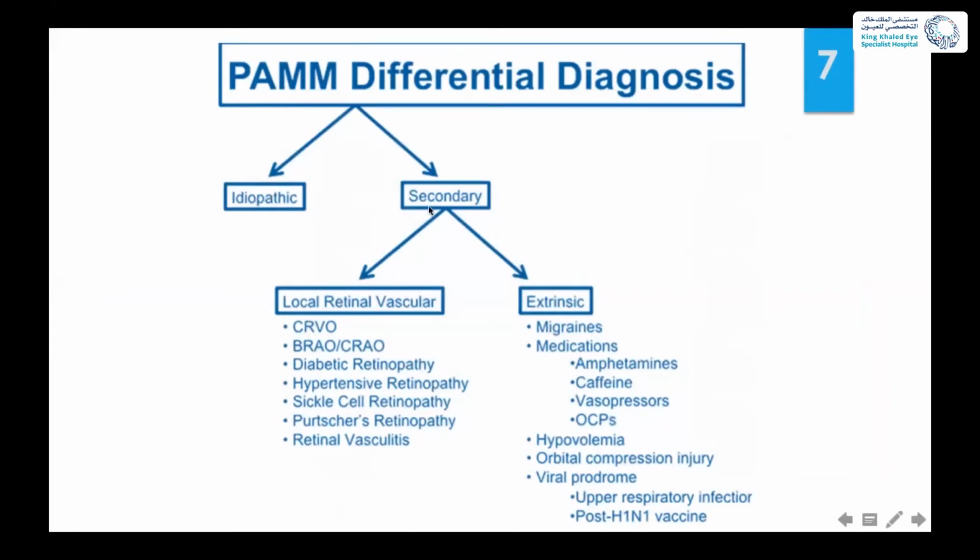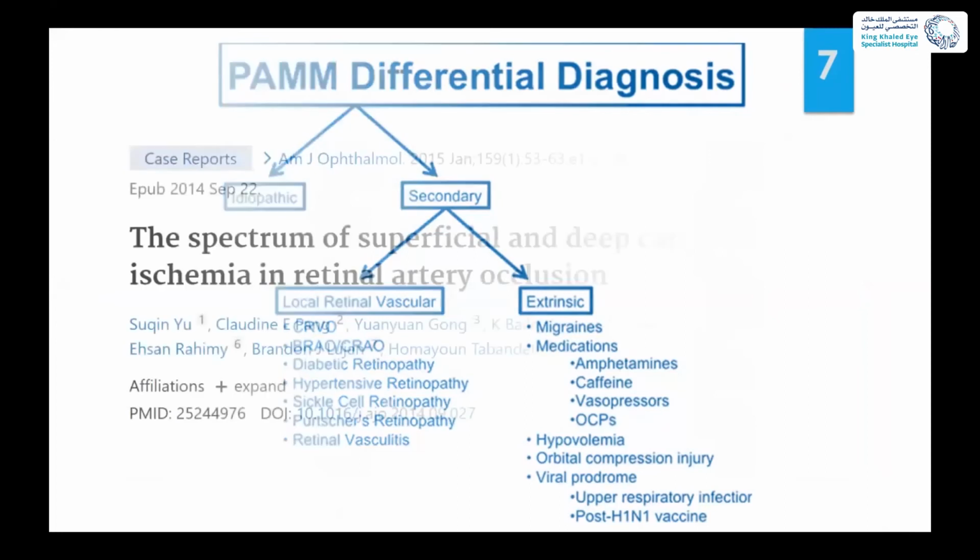And secondary can be with local retinal vascular disease and can be extrinsic. And the retinal vascular diseases that can present with PAMM include CRVO or BRVO or artery occlusion or diabetic retinopathy or sickle cell retinopathy. And it can be extrinsic, like some medications and some viral entities can cause this paracentral acute middle maculopathy.